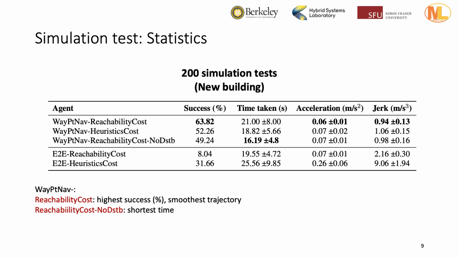Now, after we train a CNN on those training data, we run 200 simulation tests in the new building in the Stanford dataset. With our reachability cost, the robot has the highest success rate and the smoothest trajectory, according to the lowest acceleration and lowest jerk. Without disturbances, the robot takes the shortest time to reach the goal. However, the robustness of the framework largely decreases. End-to-end learning is generally worse.